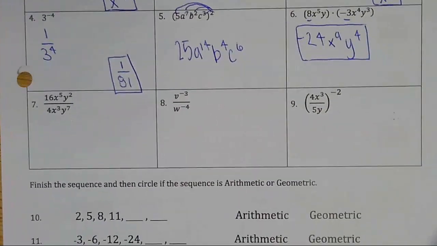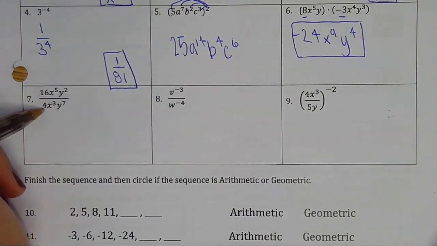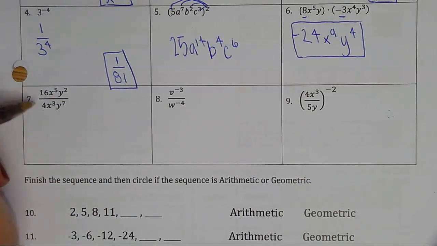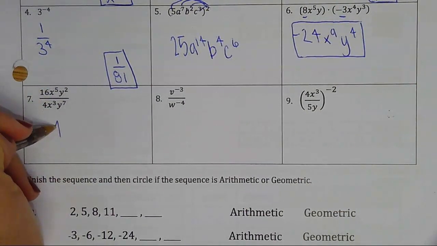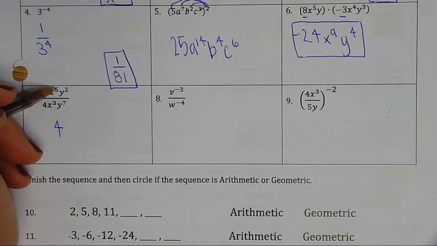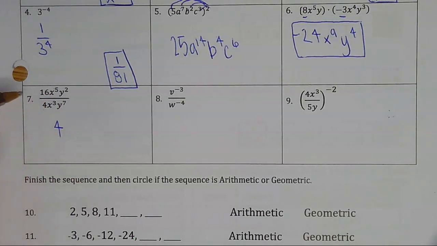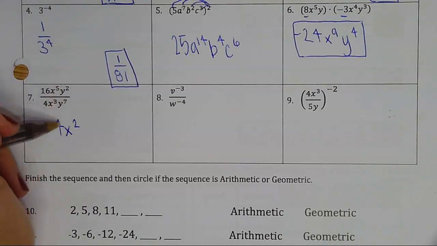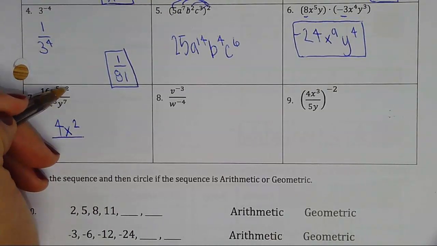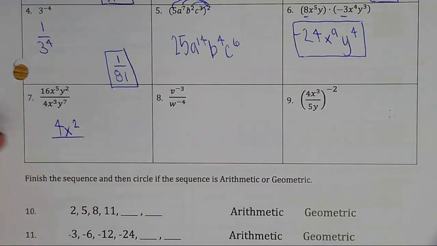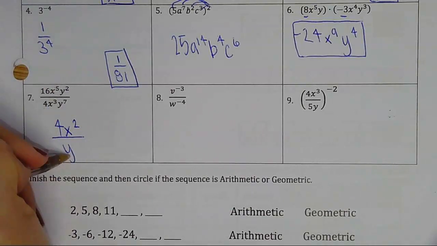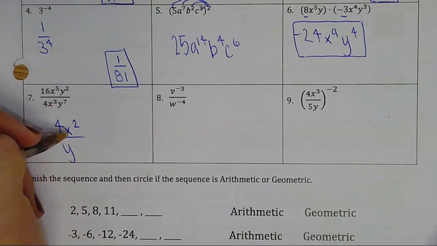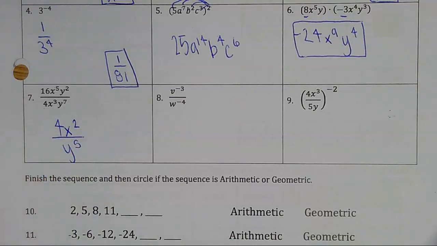Okay, here we go again. All right, 16 over 4, you're going to simplify your coefficients, and that's going to give you 4. X to the 5th, and remember we're subtracting our exponents, so x to the 2nd. And y, it's going to be 2 minus 7, which means that y, because it would be a negative, is going to have to stay down here.